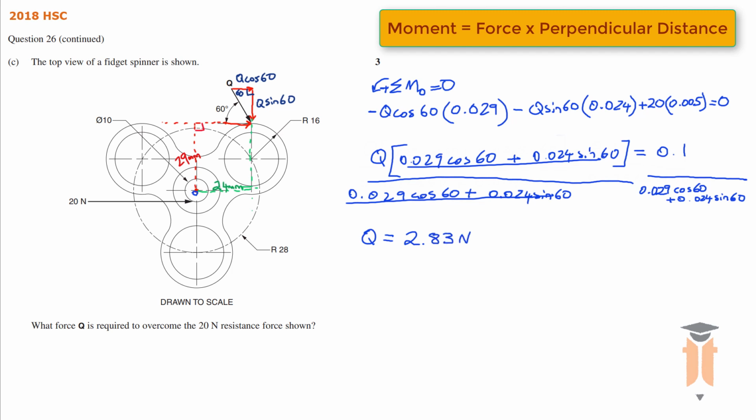2.83 newtons. So the key to this question is separating the Q into its horizontal and vertical forces, and know that this is drawn to scale, so we can just use our ruler and measure our perpendicular distances to the middle of that bearing. Sum the moments up, equate it to 0, and you'll find your Q force.